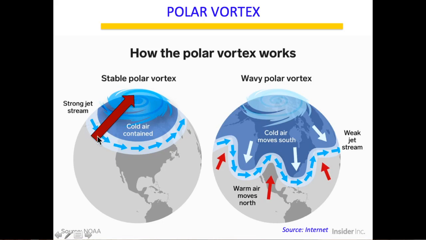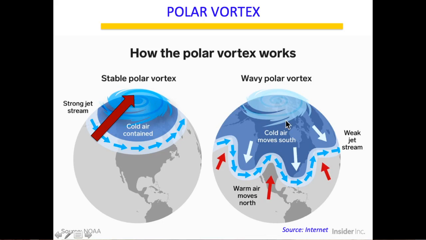If the temperature gradient is very strong, if this is warm and this is cold, or it is very warm and very cold, then the jet stream will not undulate. It will be a continuous feature and it will be very stable. All the cold air will be contained near the poles. It cannot move down because the warm air is pushing the cold air to stay there.